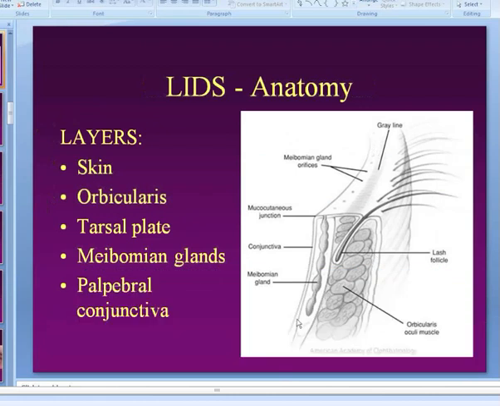The skin on the back surface of the eyelid here is the conjunctiva. We talked about that a little bit. It wraps all the way around onto the front of the eye.